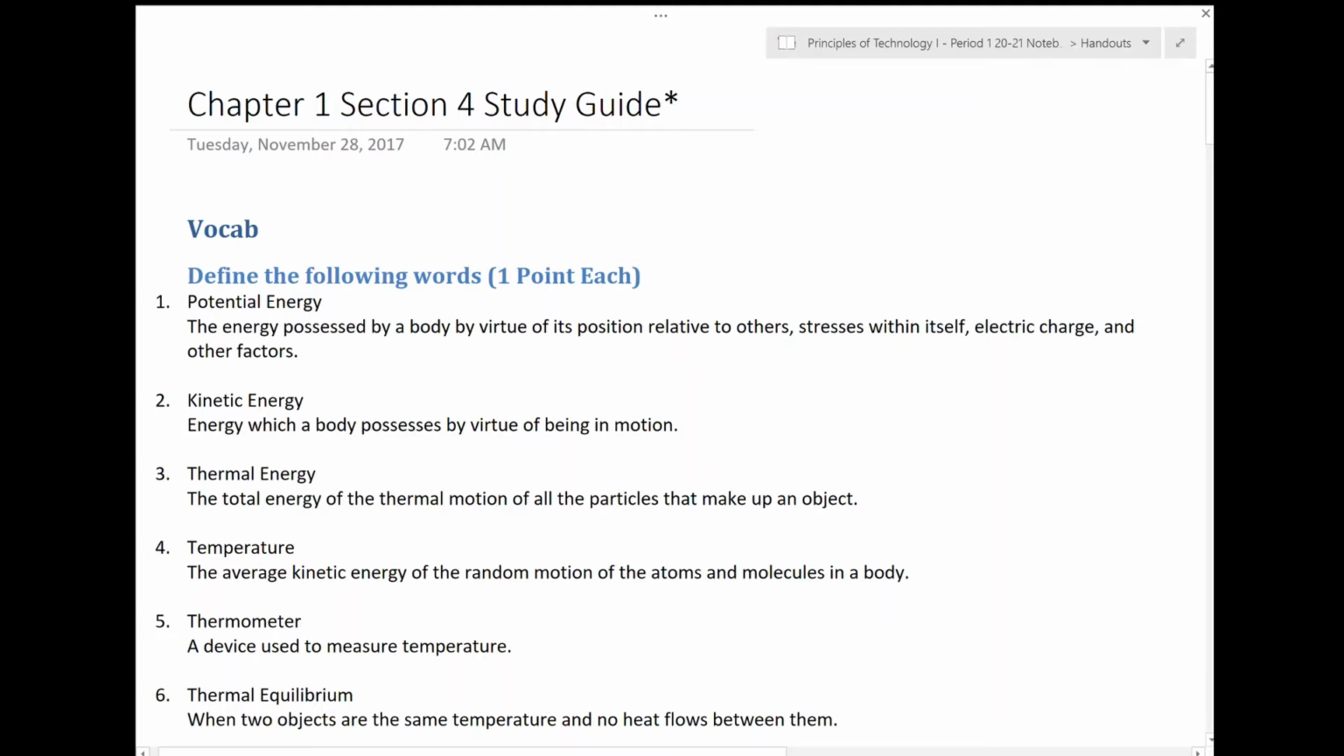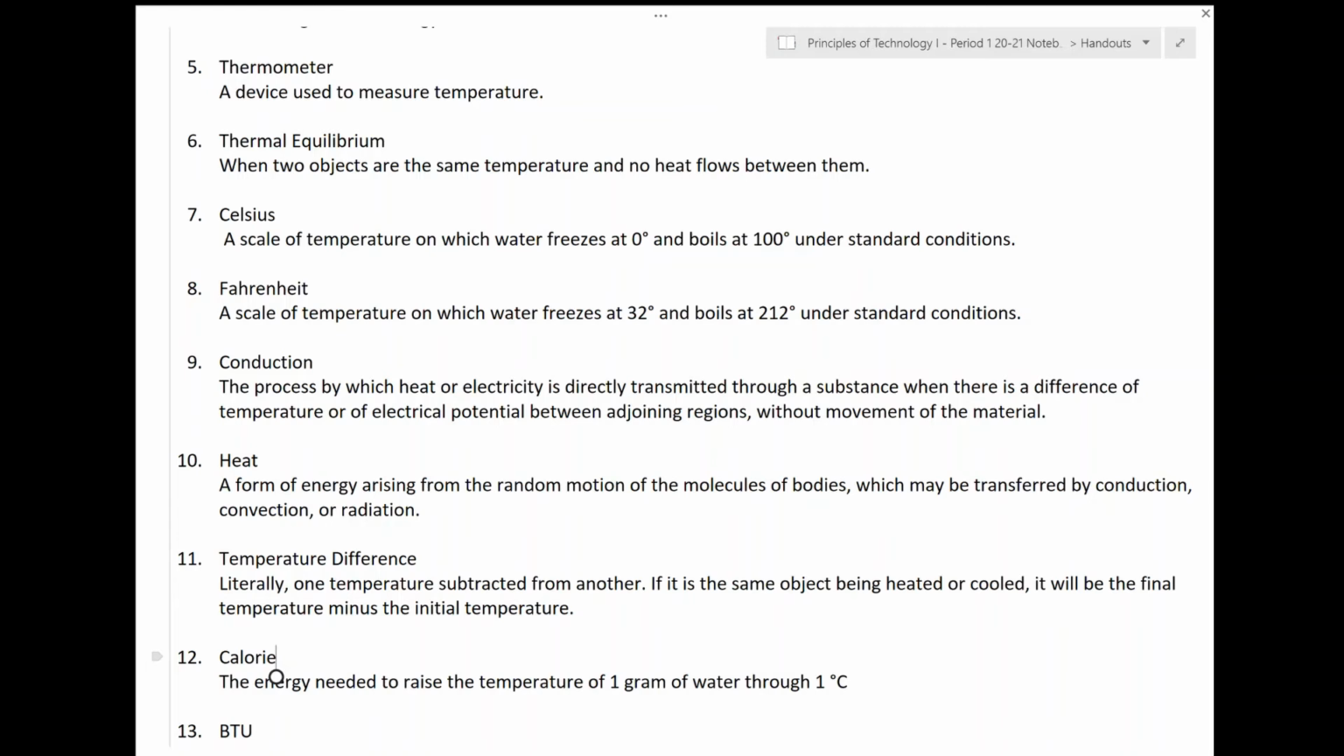Thermal energy, the total energy of the thermal motion of all particles that make up an object. Temperature, the average kinetic energy of the random motion of all of the atoms and molecules in a body. Thermometer is a device used to measure temperature. Thermal equilibrium is when two objects are the same temperature and therefore no heat flows between them.